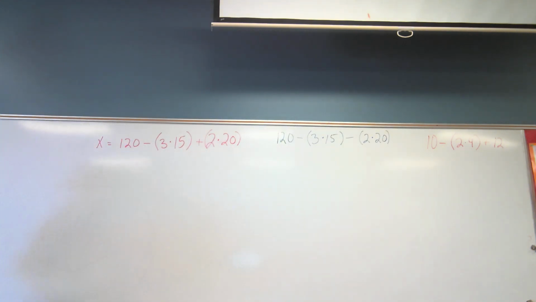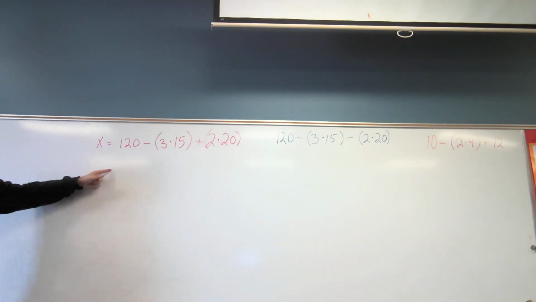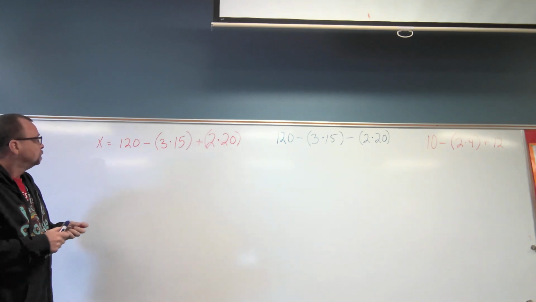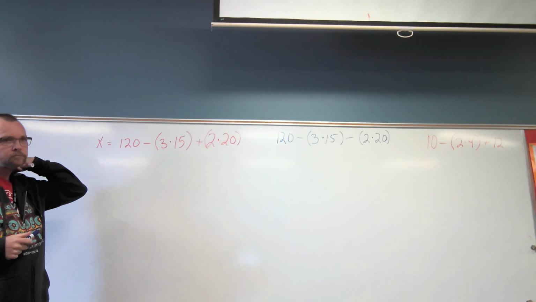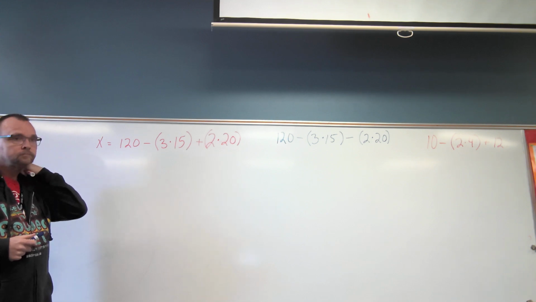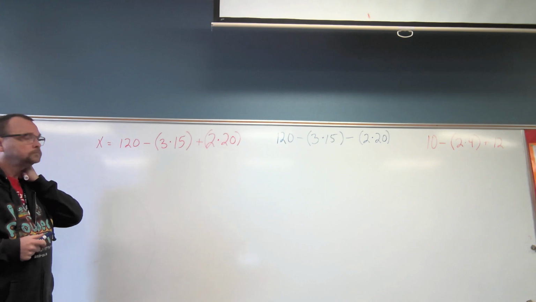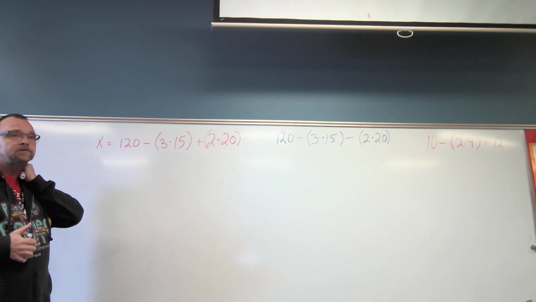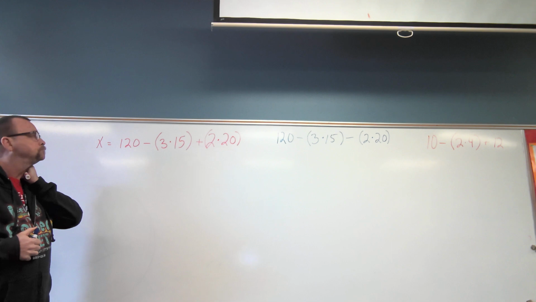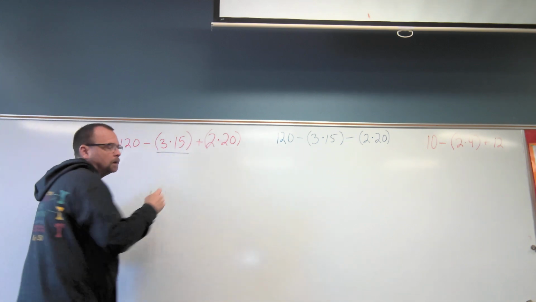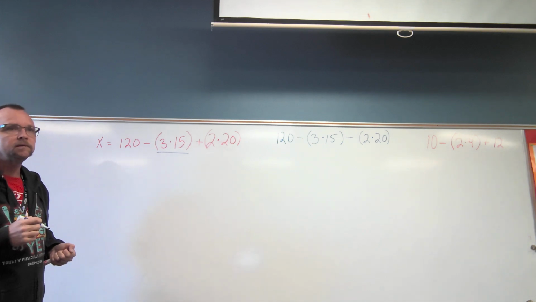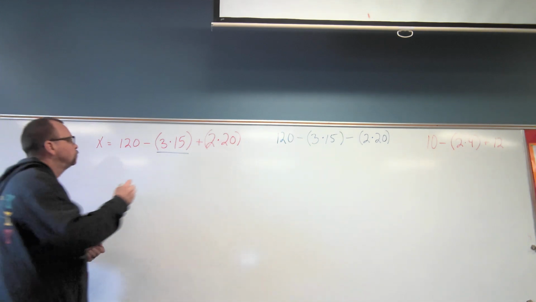Let's see, Zane, what do I start with on this first problem? 120. Okay, where do I start working? You start working with 120 plus 2. Okay, Emma, where do I start working? Oh, wait. 3 times 15. 3 times 15. We start with our grouping symbols. Emma, what's 3 times 15? 45.